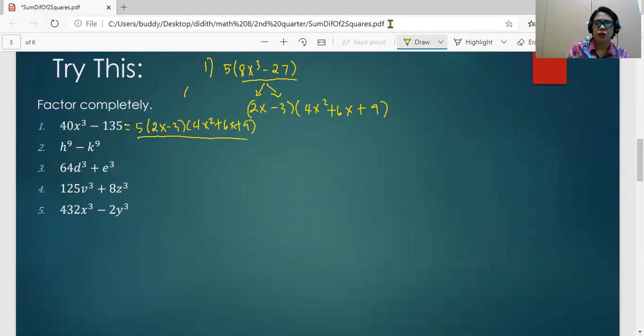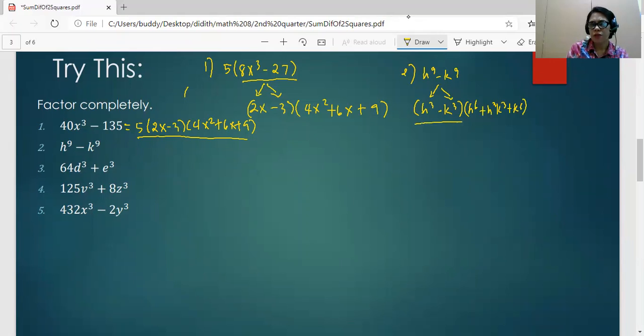For number 2, h to the ninth minus k to the ninth. So the factors are h cubed minus k cubed for the first binomial factor, after extracting the cube root of h to the ninth and k to the ninth. And then the trinomial factor will be: first term, the square of h cubed, so we have h to the 6 here. Product of h cubed and negative k cubed times negative 1, so we have plus h cubed k cubed. And lastly, the square of k cubed is k to the 6.